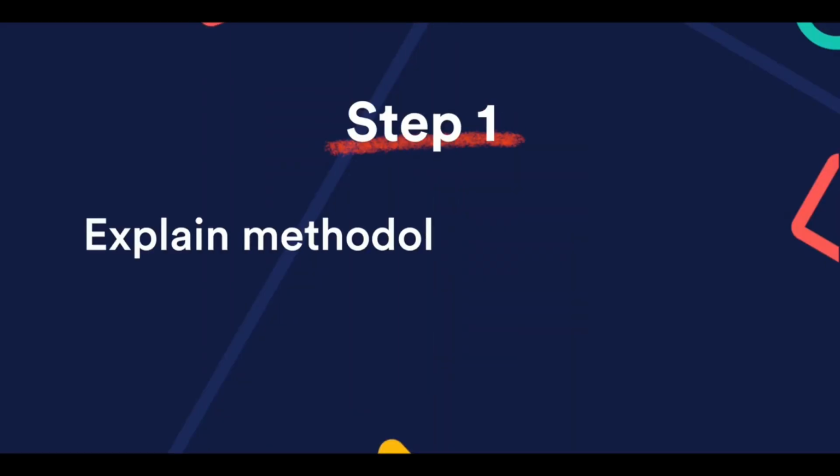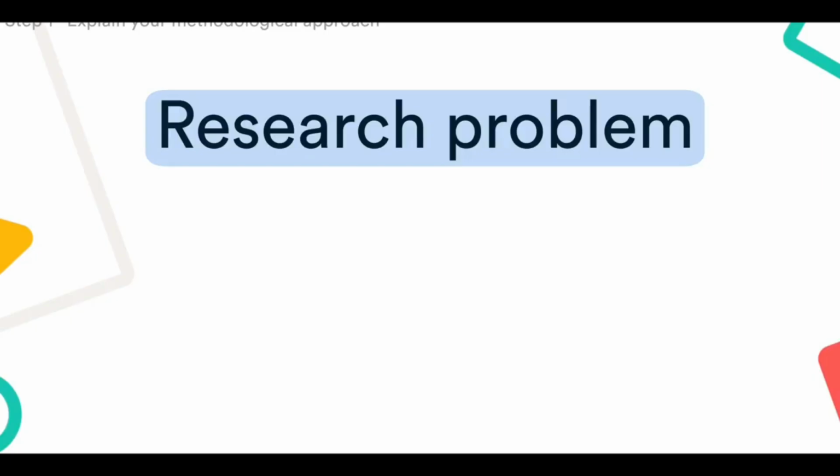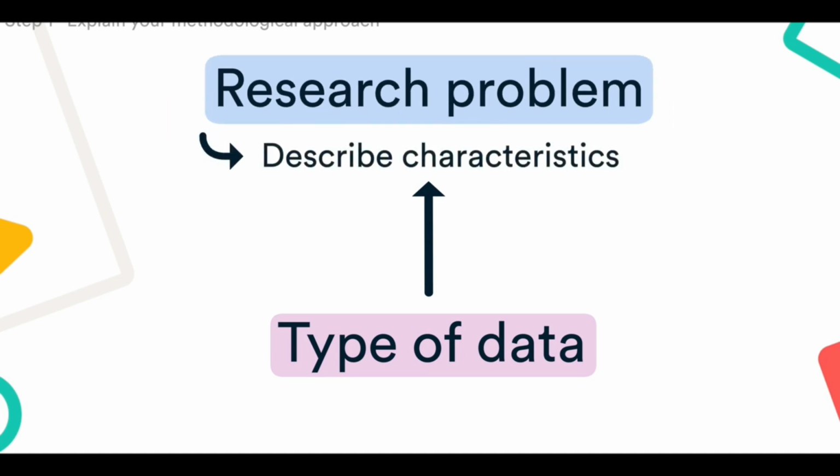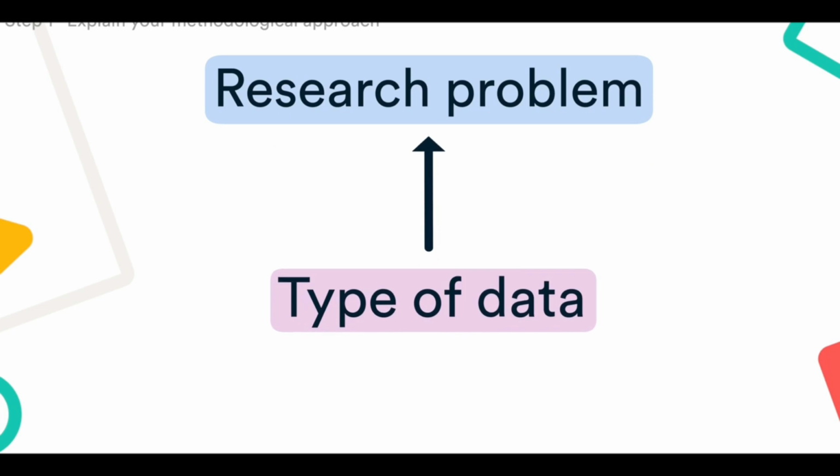Step 1. Explain your methodological approach. What was your research problem and what type of data did you need to answer it? Did you aim to describe the characteristics of something, to gain more in-depth understanding of a topic, or to establish a cause and effect relationship? Next, what type of data did you have to collect to achieve that aim?